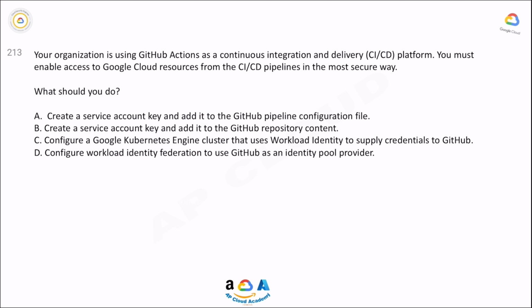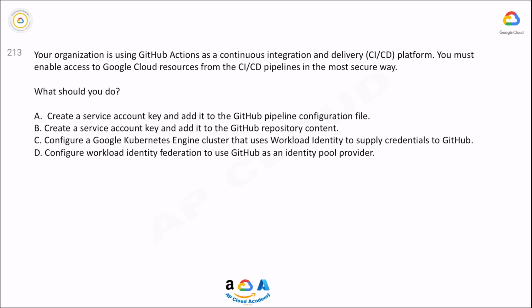Question number 213. Your organization is using GitHub Actions as a continuous integration and delivery (CI/CD) platform. You must enable access to Google Cloud resources from the CI/CD pipelines in the most secure way. What should you do?